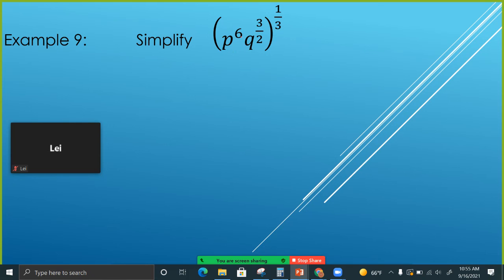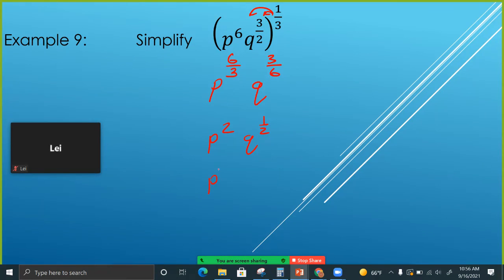Here's number 9, p to the 6, q to the 3/2, all to the 1/3 power. I'm going to start by multiplying in those powers. P to the 6 over 3, q to the 3 over 6. 3 times 2 gave me that 6. Simplify. So this is 6 over 3, that's p to the 2. And q, I can't divide 3 over 6 evenly, but it does turn into 1/2. And that's cleaner. So here's our answer. We're done. P to the second times q to the 1/2.